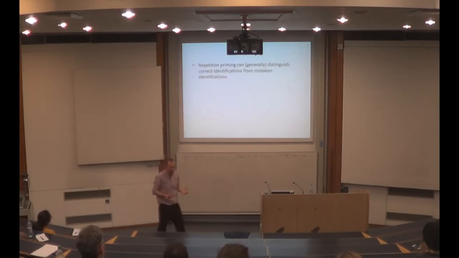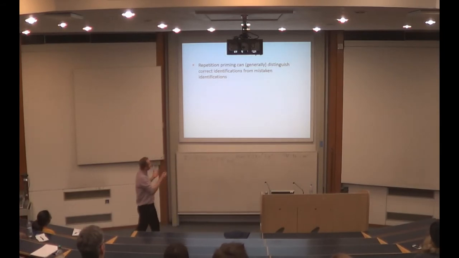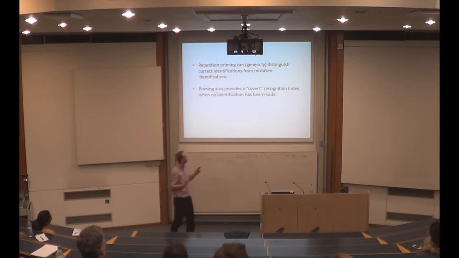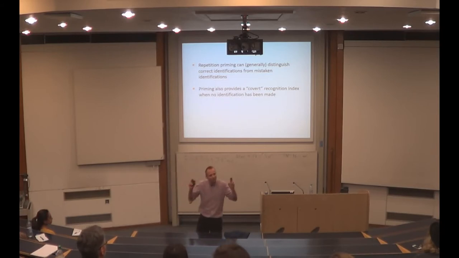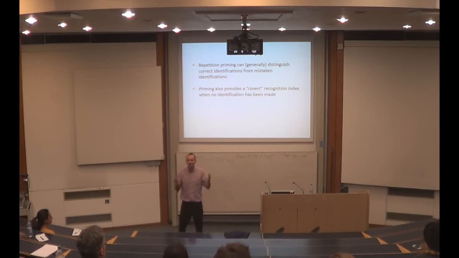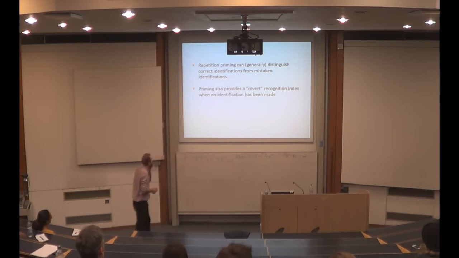So what I'm trying to tell you is that what I believe this data shows is that repetition priming can generally distinguish correct identifications from incorrect identifications. And it could also provide a covert recognition index when no identification has been made. Now, I've said covert because this could just be a case of the participants have some sort of idea who the target might be, but they're just not confident enough to actually make a decision. And we didn't assess that at that point. Okay, hence covert. That's another question.